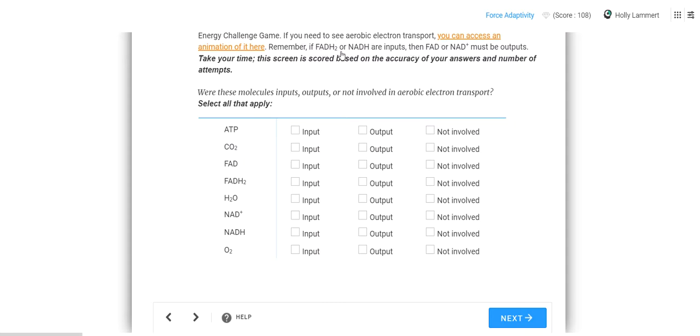Remember, if FADH2 and NADH are inputs, then FAD and NAD plus must be outputs. That's because these molecules are like a bus: if the bus comes in full, then it's going to leave empty. And these are the full and those are the empty.